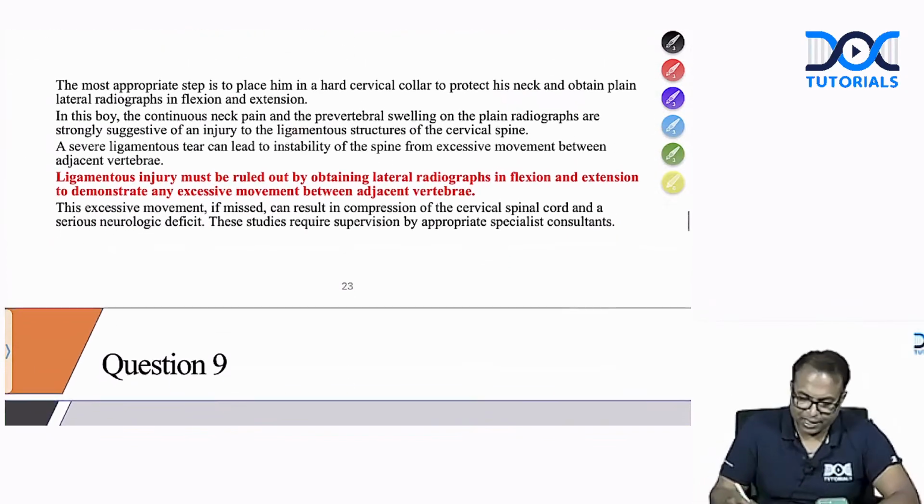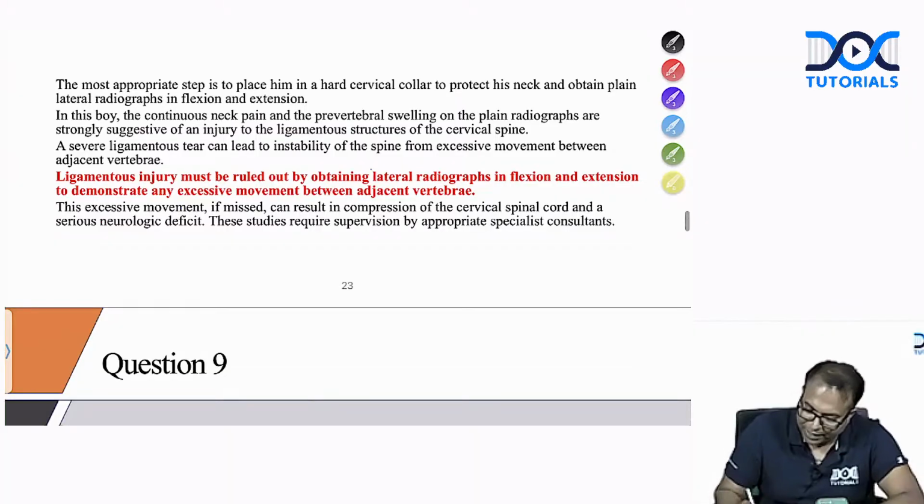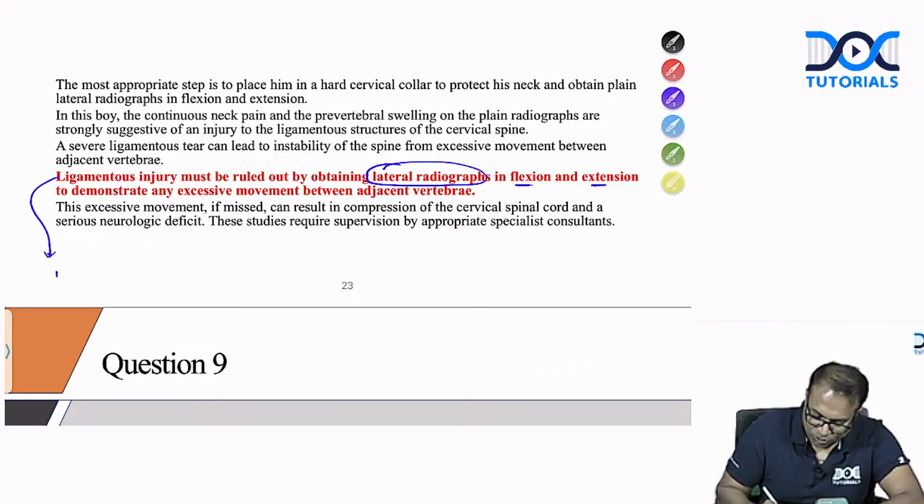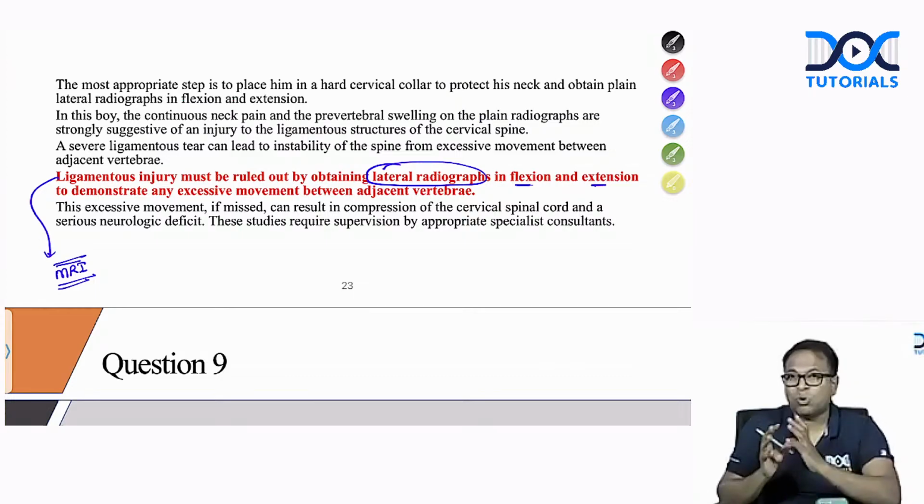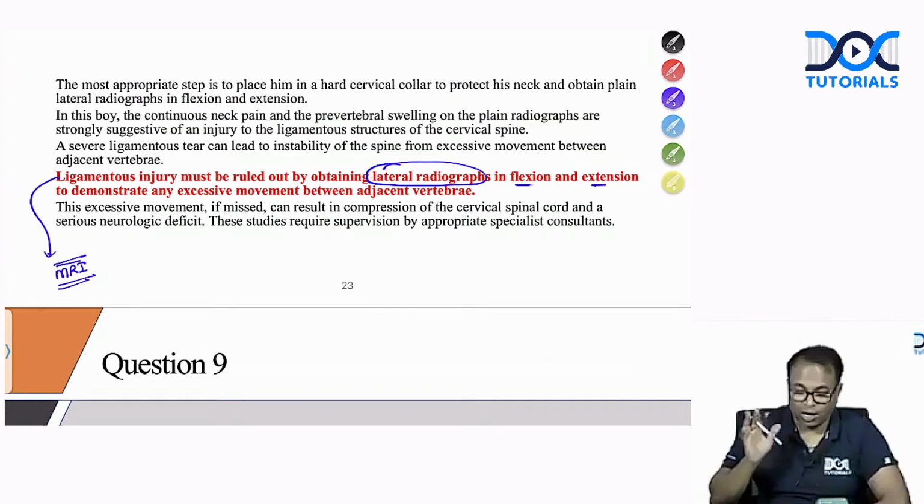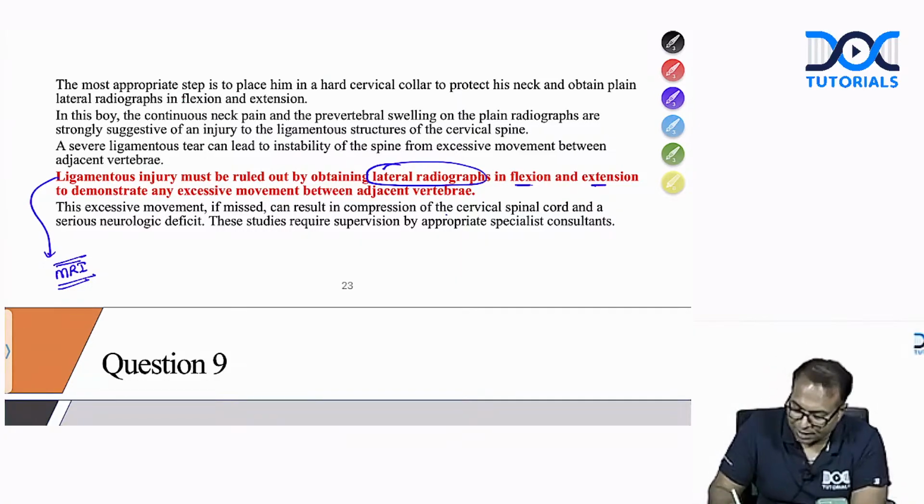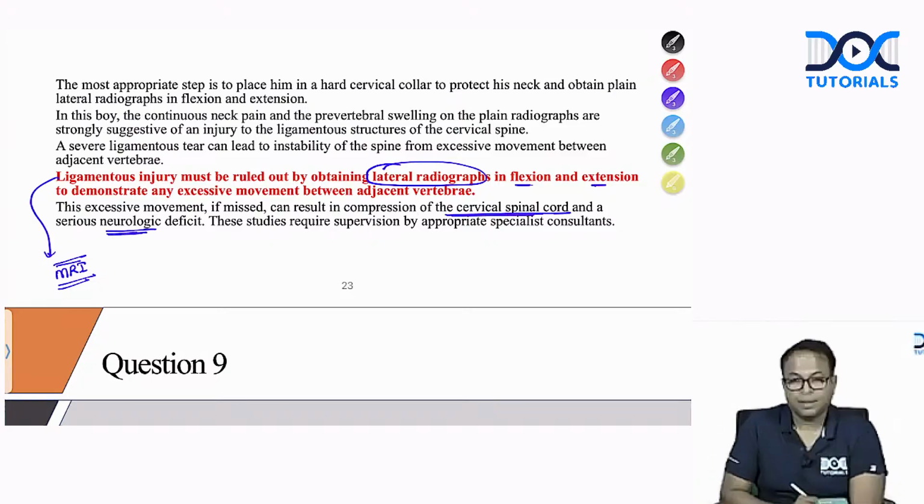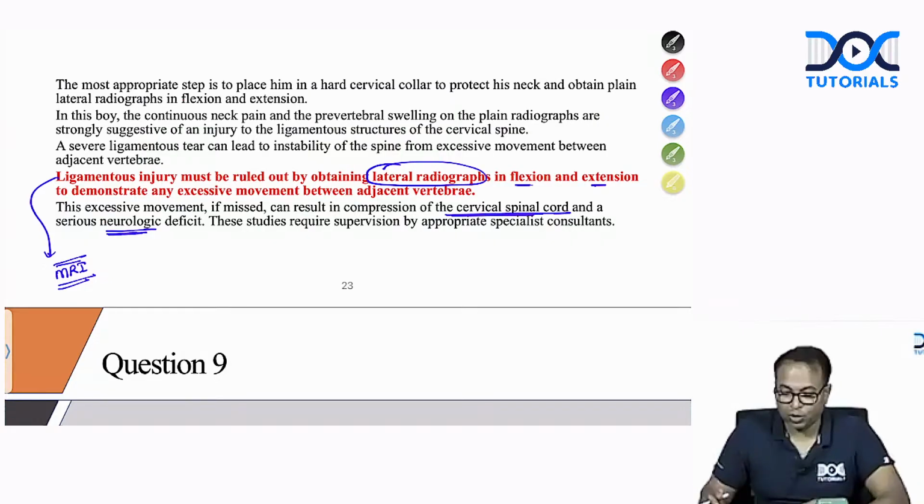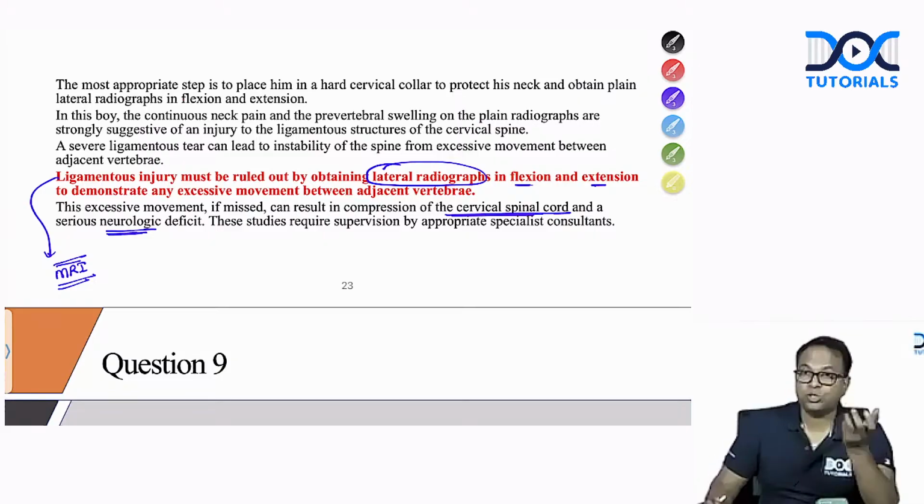That is explained here. Ligamentous injury should be ruled out by taking lateral radiographs in flexion and extension. The best investigation to rule out ligamentous injury is an MRI. So until you take an MRI and confirm there is no spinal cord or other injuries, put a hard Philadelphia collar. If there is excessive movement, it can result in cervical spinal cord compression and serious neurological deficit. Very important. Be careful. You should immediately put cervical spine control. Pelvic binder is for pelvic injuries.